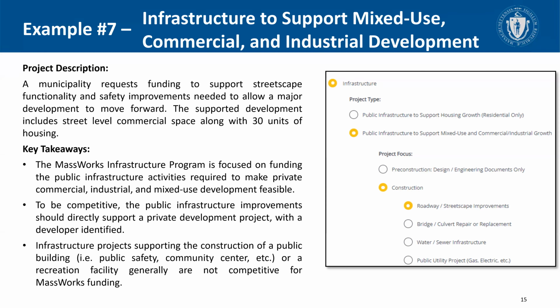Because there's a commercial element, this project's best suited for review by the MassWorks infrastructure program as opposed to Housing Works. So here the applicant will want to select public infrastructure to support mixed use and commercial industrial growth as the project type. A couple of important program notes about MassWorks. First, to be competitive for funding, the public infrastructure improvements should directly support a private development with a developer identified. Projects that support the development of a public building, such as a public safety building or a recreation facility, will not be competitive for funding through the program.